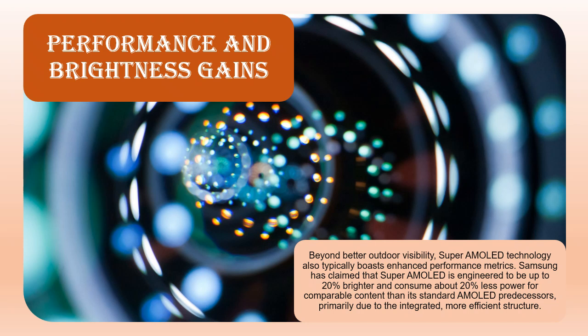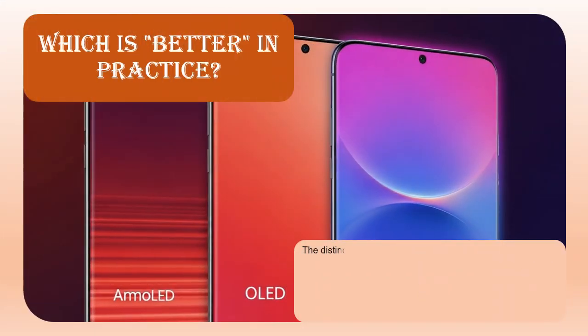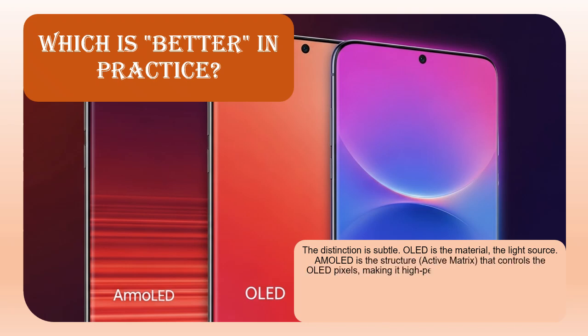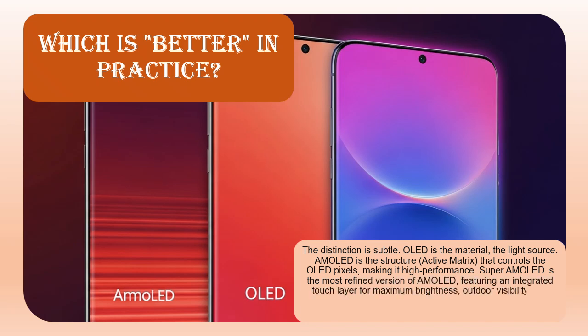Which is better in practice. The distinction is subtle. OLED is the material, the light source. AMOLED is the structure, active matrix, that controls the OLED pixels, making it high performance. Super AMOLED is the most refined version of AMOLED, featuring an integrated touch layer for maximum brightness, outdoor visibility, and thinness. For a technical enthusiast, Super AMOLED generally represents the best implementation of the technology.